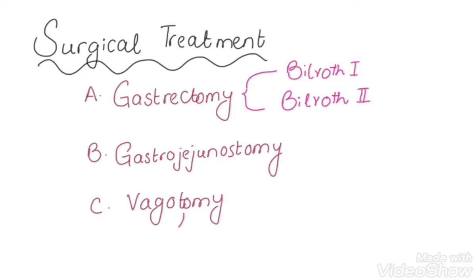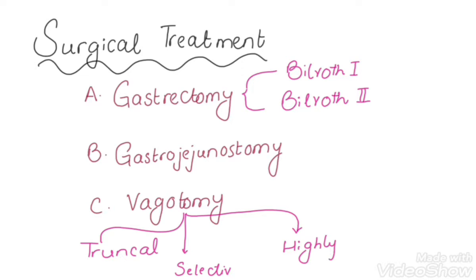Gastrojejunostomy, in which the stomach is anastomosed with the jejunum, and vagotomy, in which the vagus nerves that supply the parietal cell are transected. These are often followed by drainage procedures.